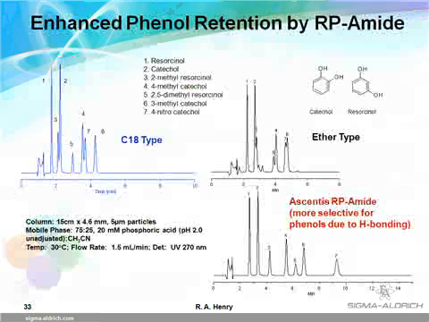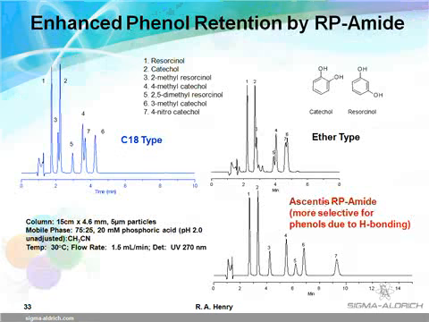The data in the next slide clearly show that RP amide is more retentive and selective for catechols and resorcinols under these conditions. The phase that contains an ether group is only slightly different in retention and selectivity from a straight-chain C18 phase, because ether does not have the ability of an amide group to hydrogen bond with phenols. Although comparing an ether phase to a C18 phase may be useful if only slight differences in selectivity are needed, the most dramatic results for phenols and other acids will be obtained with phases that contain an amide group, such as the Ascentis RP amide.